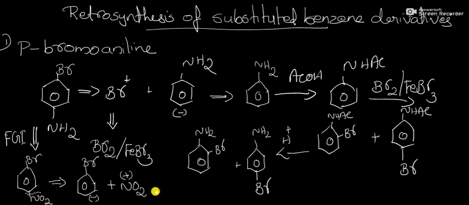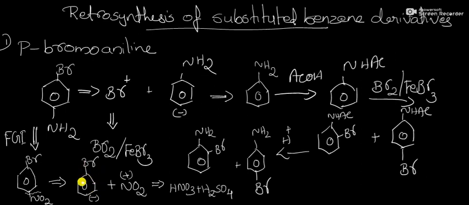Then what will be their synthetic equivalents? We know that NO2 plus is another electrophile. So that can be synthesized from nitrating mixture, concentrated nitric acid and concentrated sulfuric acid. This mixture can generate our NO2 plus electrophile, and this can be generated from bromobenzene.